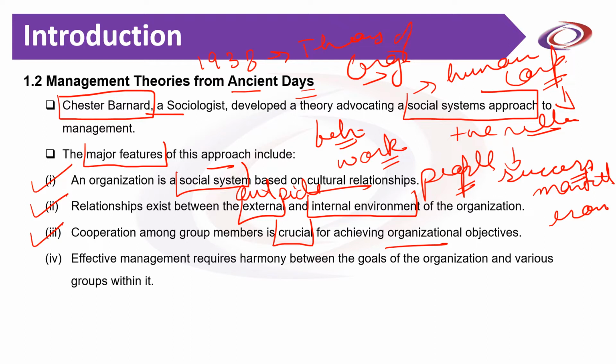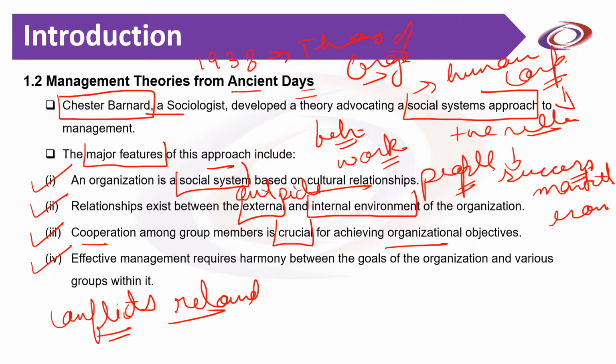If the members of the organization are cooperating with each other, they are ready to coordinate, they are not willing to have conflicts, and even if there are conflicts, they are resolved through proper discussion, then it would lead to the achievement of organizational objectives. And finally, he also said that effective management requires harmony between the goals of the organization and various groups within it.